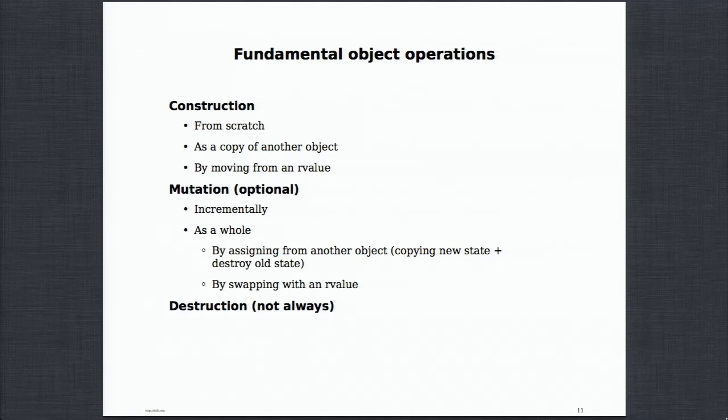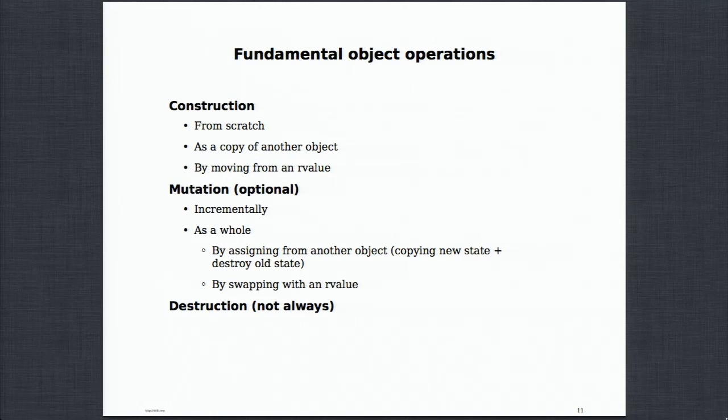Optionally, some objects get mutated incrementally through its member variables, by directly modifying member variables, or through member functions. Or an object can be mutated as a whole by the assignment operator. Assignment itself is two operations in one. You must copy the new state from the right-hand side, and you must destroy the old state to keep everything in balance, in check. And there's this other one, and it is swapping an R value with your state. This does not involve copying.